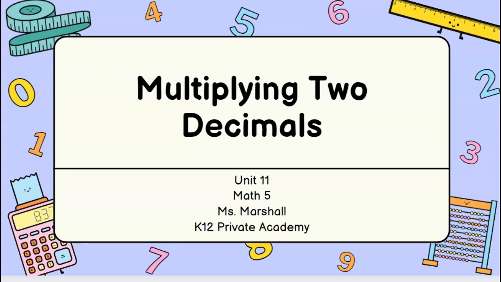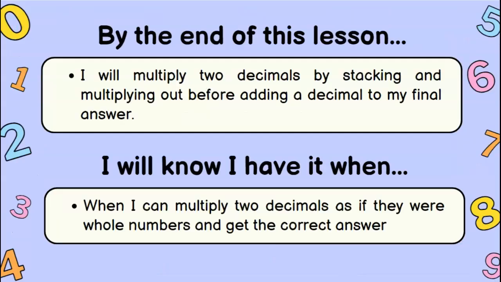Our topic is multiplying two decimals from Unit 11. In this lesson, you're going to be able to stack decimals, multiply them out as you would a whole number, and get the correct product. You'll know you have it when you can follow these steps correctly in the process and get the correct answer by comparing it.